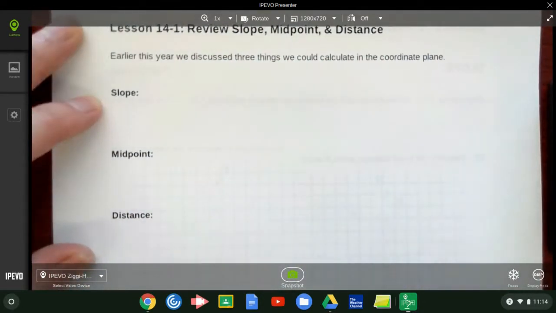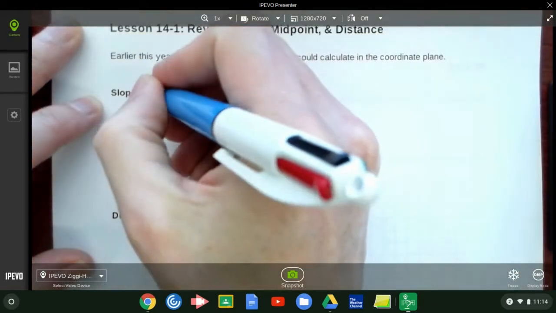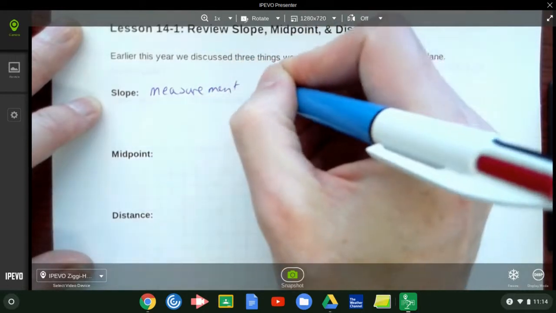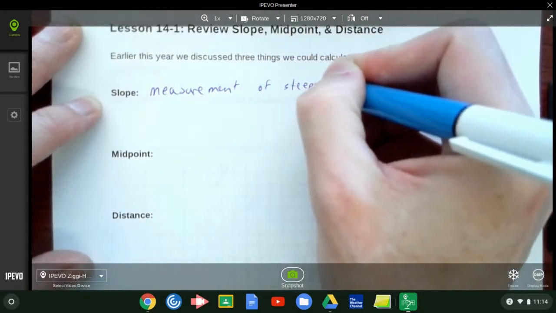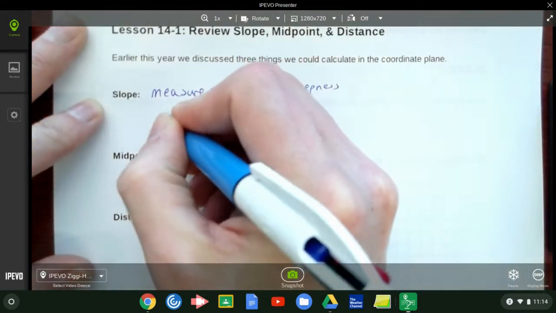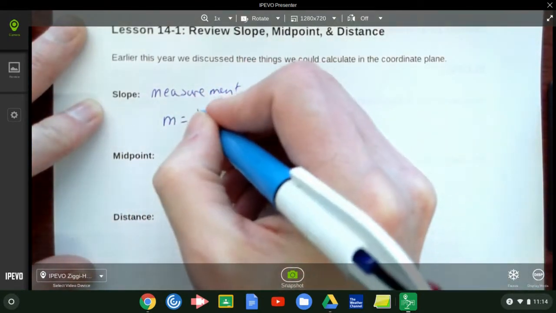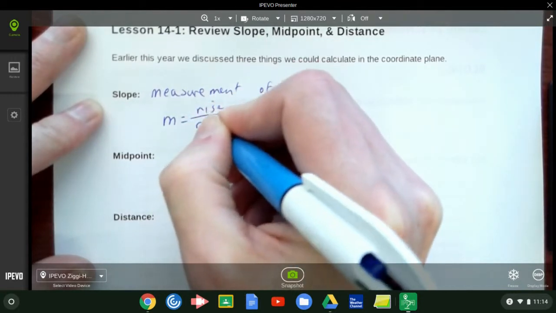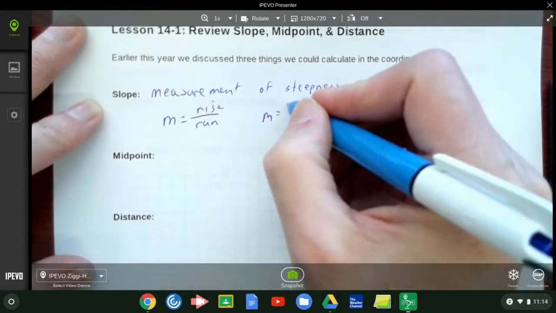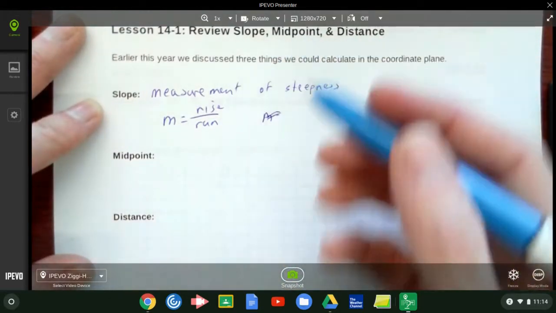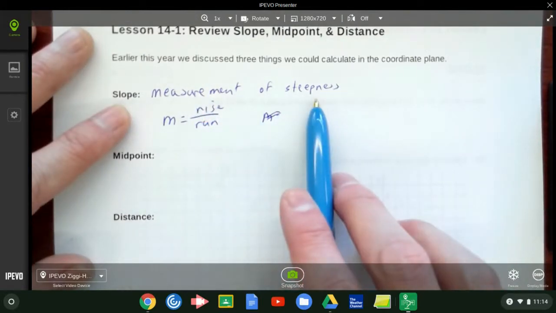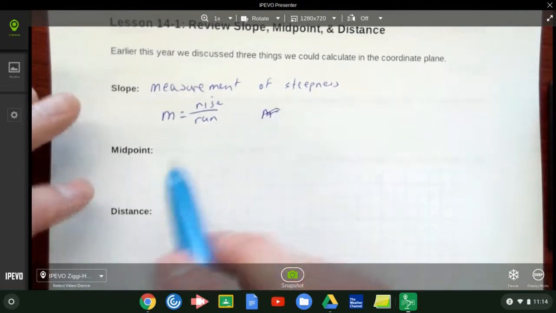So let's talk about what the slope is. Slope is just a measurement of steepness. Okay? And you know slope a couple different ways. First of all, M is slope. We know it can be rise over run. And then we learned a formula for that that we'll talk about in a little bit. But that's the main idea of slope. Okay, it tells me steepness, and we learned about how that steepness can work.